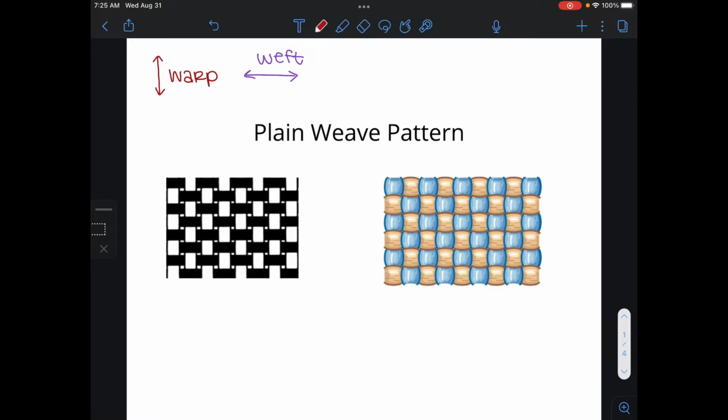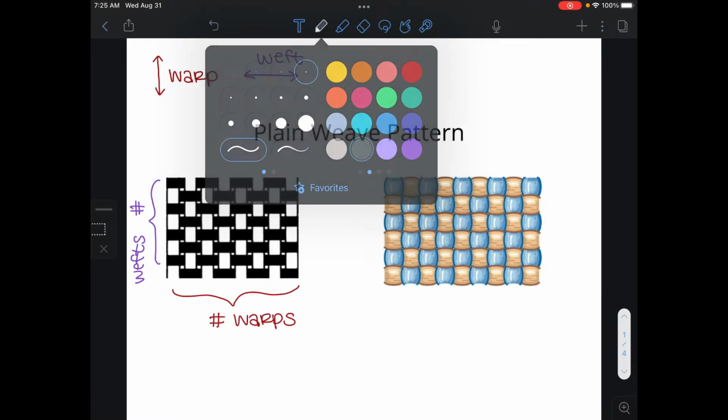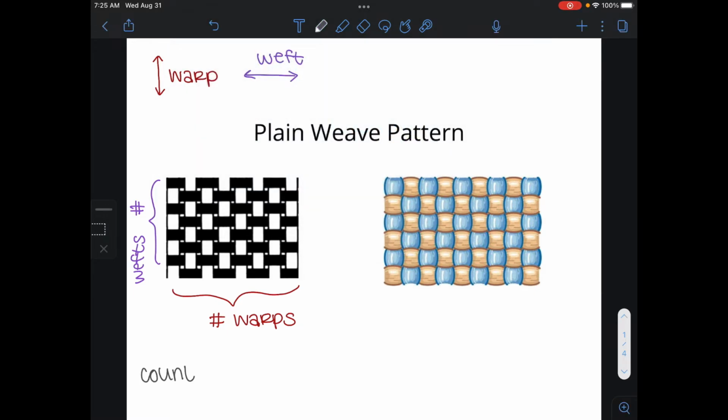When it comes to counting thread count, what we do is we count the number of warps that go across, and then we count the number of wefts that go along the side. And then to find our thread count, it's going to be our warps plus our wefts.